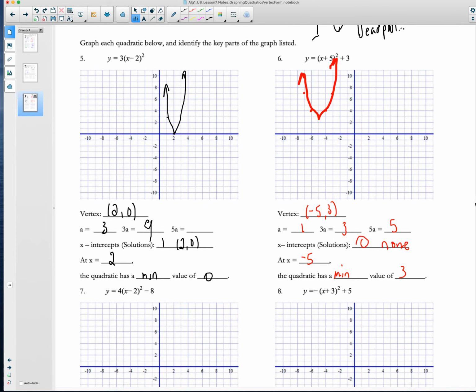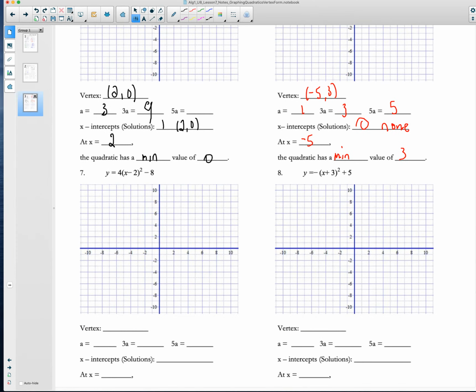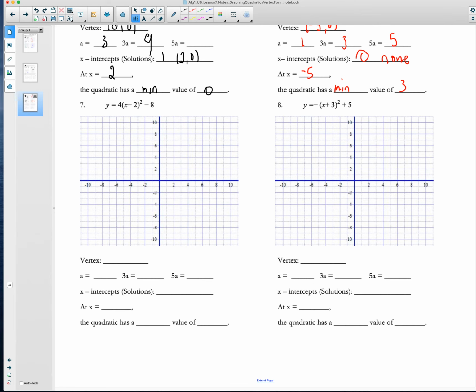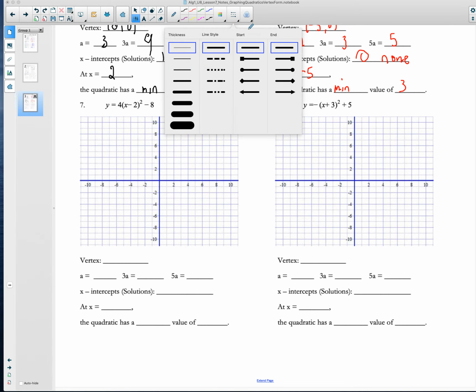Okay, so now let's take a look at the last 2 problems here together. And then we'll be done for the day. All right, so looking at our next problem. I'm just going to adjust this here.